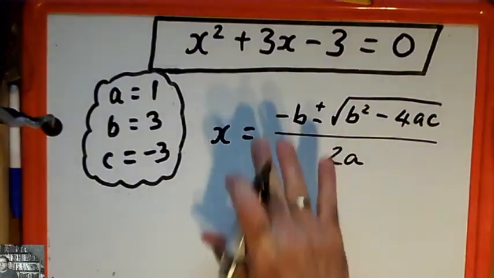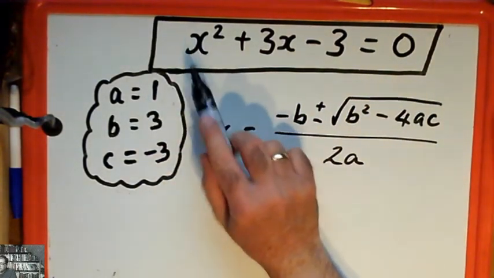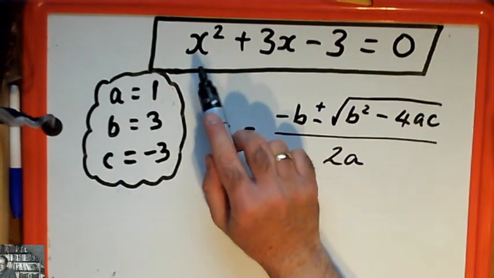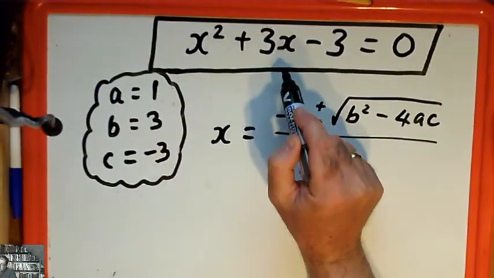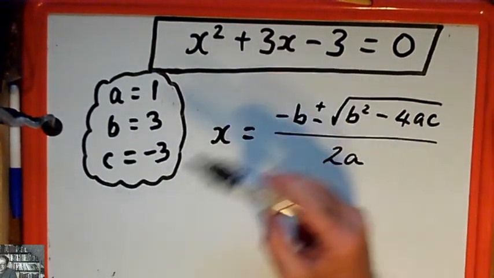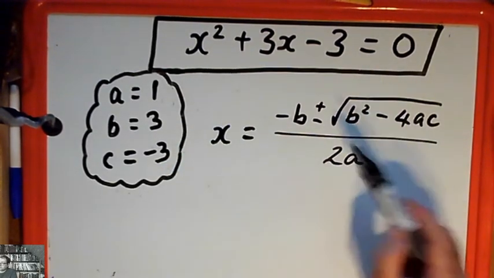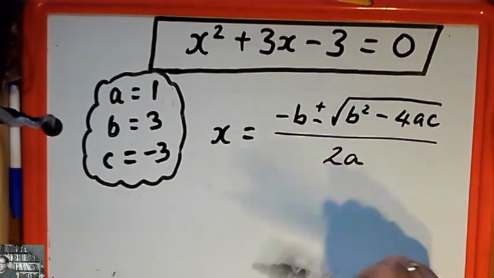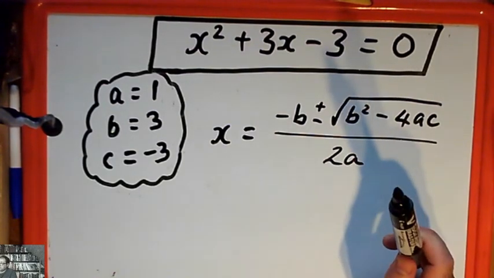I've written it out already, and I've identified a as 1 because we've got 1x squared. It just says x squared, so that means 1x squared, a equals 1. We've got 3x, so b is 3, and we've got minus 3 on the end, so c is minus 3. So I've got to stick all of those numbers into the formula. x equals minus b plus or minus square root b squared minus 4ac all over 2a.